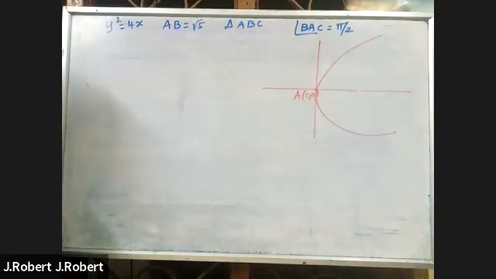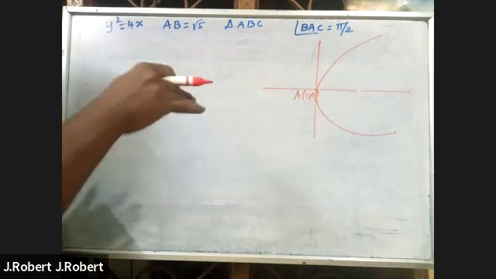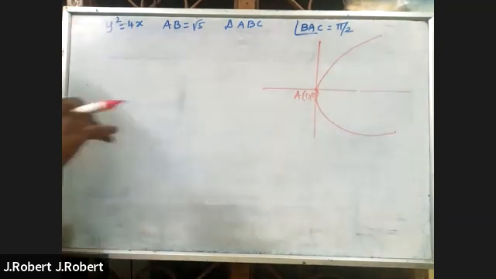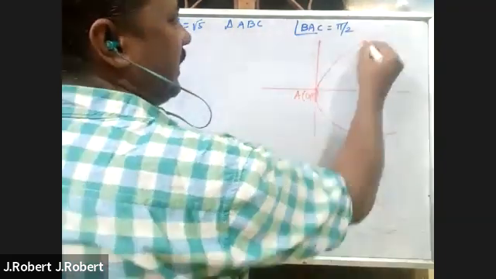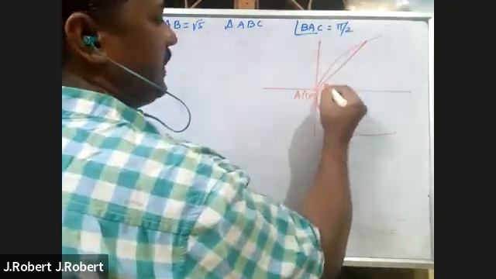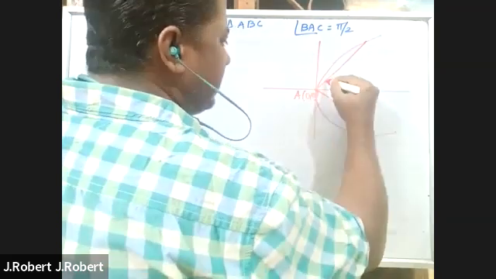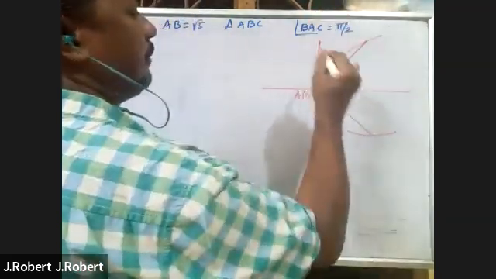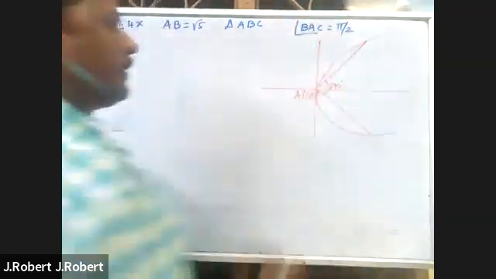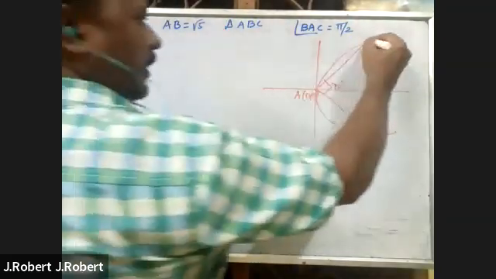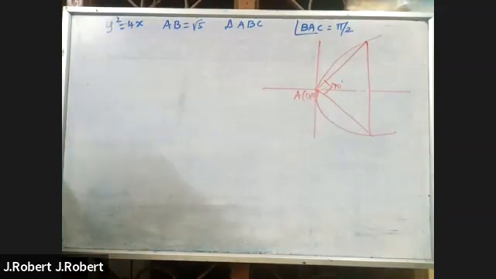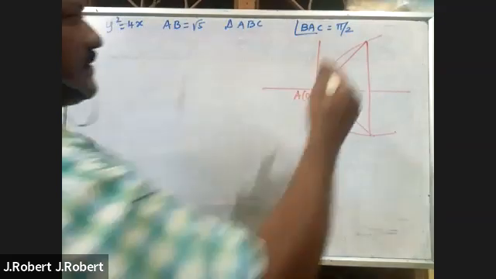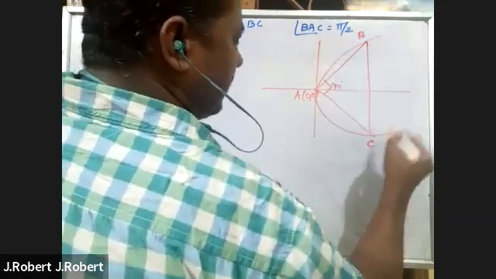The vertex is on A, and it is also given that there is a right angle triangle inscribed in the parabola. The angle given is BAC. From here we add a point, and when the angle BAC is pi by 2, it is 90 degrees. Now join these two and we get a triangle. This triangle is a right angle triangle. I can take this point as B and this point as C.